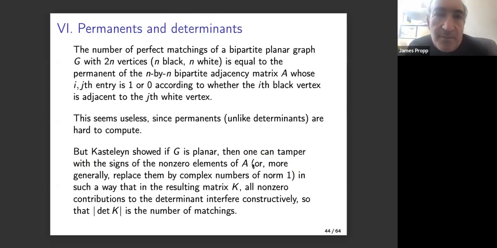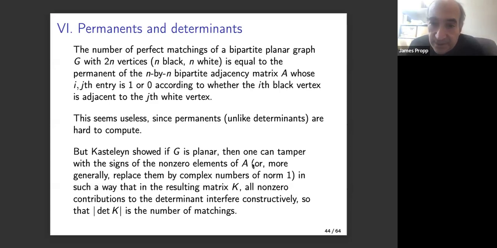But now we really want to count the number of perfect matchings of a graph. Well, for a general graph, you can't do that. It's #P-complete. But if you've got perfect matchings of a bipartite planar graph, G, with 2n vertices, n black and n white, well, it's always equal to the permanent of an n by n bipartite adjacency matrix, A, whose ijth entry is 1 or 0, according to whether the ith black vertex is adjacent to the jth white vertex or not. So now you've got an n by n matrix instead of a 2n by 2n matrix. But permanents are hard to compute, so this doesn't seem like progress.